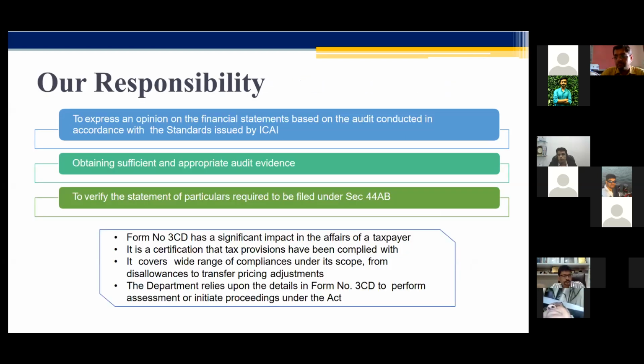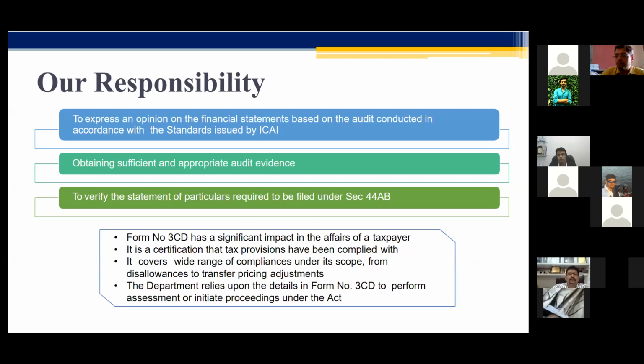What is our responsibility? Of course, our responsibility is widening day by day. It is increasing. There are a lot of penal provisions also coming now on the auditors, even in the Income Tax Act, if you are not doing properly. But I would just summarize in a very small point, just to remind what is our responsibility when I am doing a tax audit.